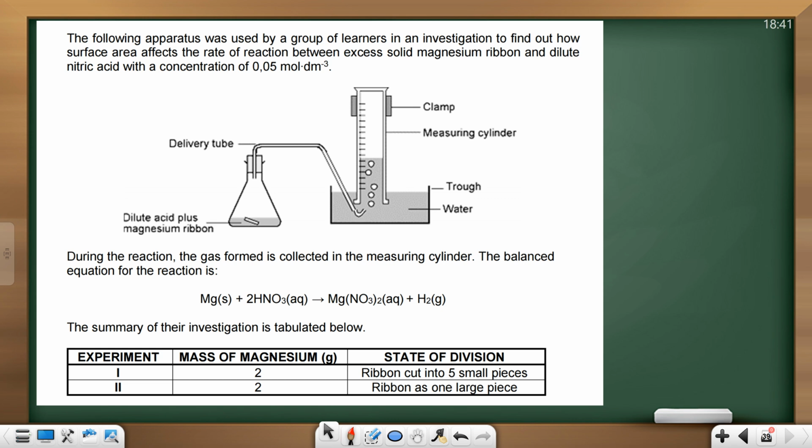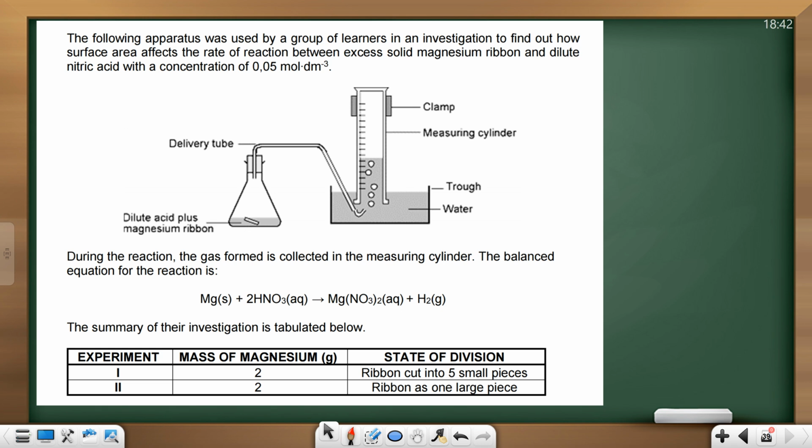The way they collected this gas is called what? I think it's upward displacement. Because what happens? The water is there, then the gas goes up above the water. Okay, let's look at reaction 1 and reaction 2.